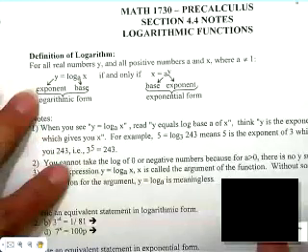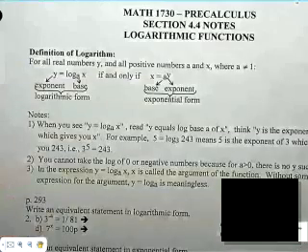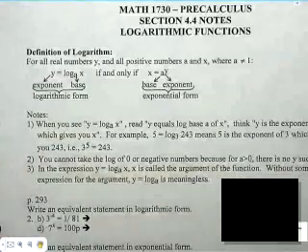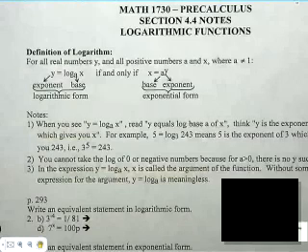Section 4.4 is logarithmic functions. We talk about in math how to do things and then how to undo them. So in the past two sections, we've talked about how to exponentiate, and today we talk about how to unexponentiate. Just like you learn to add and then you learn to subtract, you learn to multiply, then you learn to unmultiply, divide.